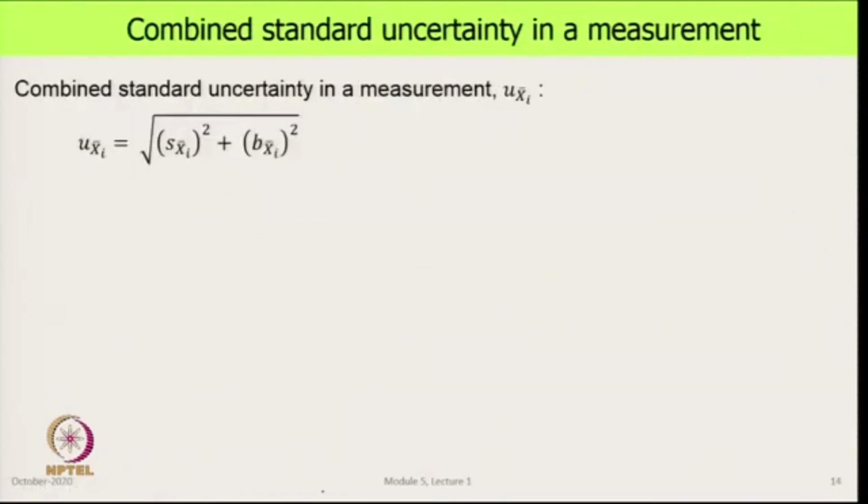And then, having got S xi bar and B xi bar, the random and systematic standard errors, we can now calculate the standard error in the measurement, which we call the combined standard uncertainty in a measurement, or in many cases this is just referred to as standard uncertainty.